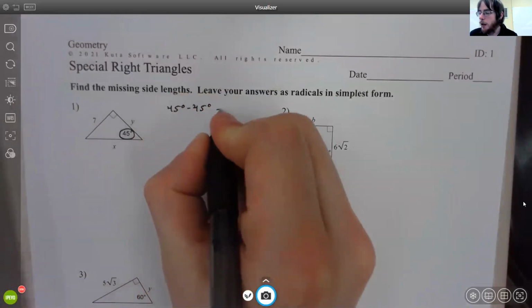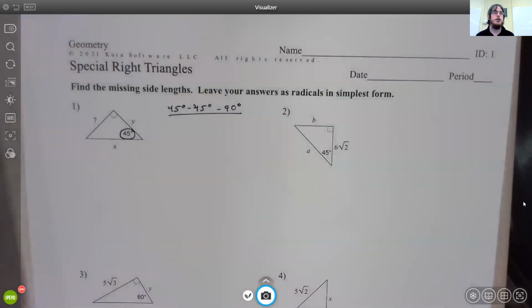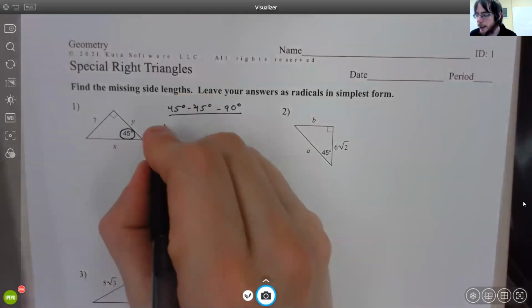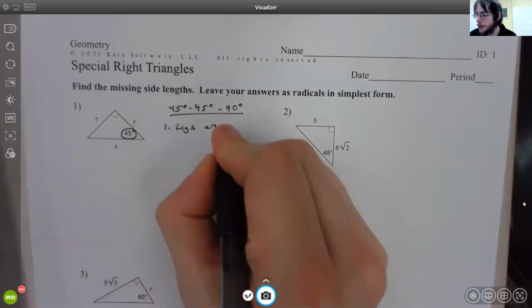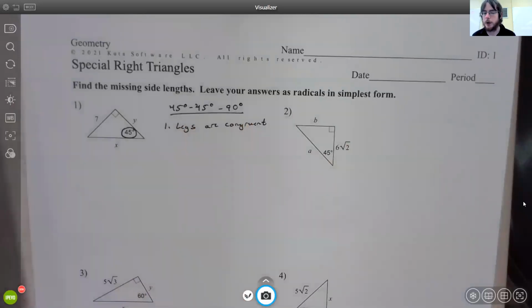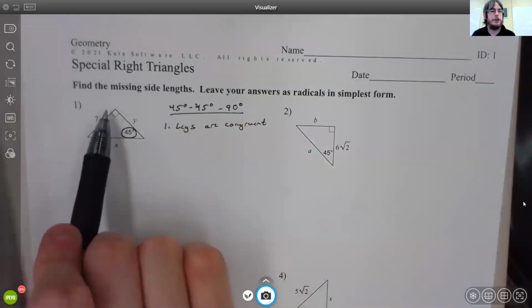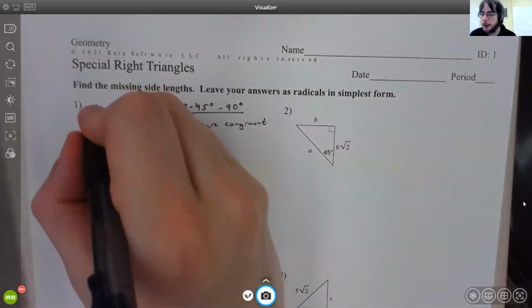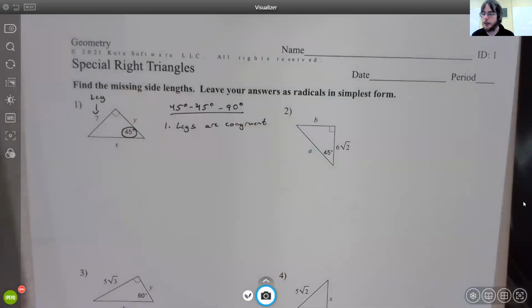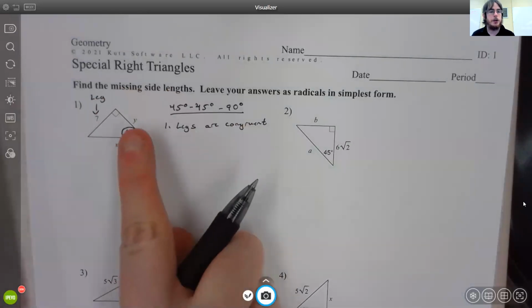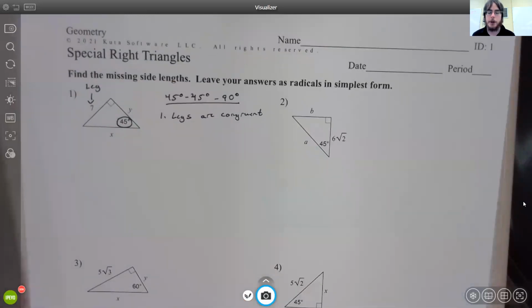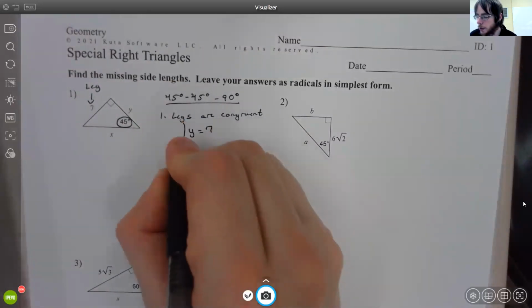Now, a 45, 45, 90 triangle has two properties, two formulas, so to speak. The first one is that the legs are congruent. So if you have one leg, you already know what the other leg is. In this case, what side are you given? Well, your 7 is touching the right angle, which means that the 7 is a leg. Since the legs are congruent, your other leg, which is y, must be the same. So y must also equal 7.